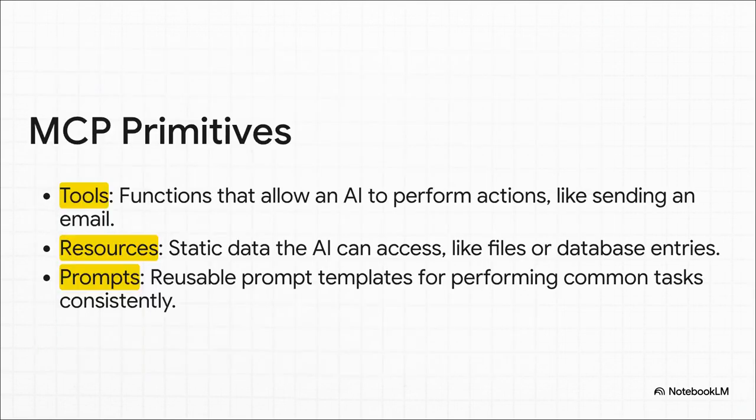So how does it pull this off? Well, it all comes down to three fundamental building blocks, or what they call primitives. First up, you've got tools. These are basically verbs. They let an AI do something, like send an email, run code, or hit an API. Second, you have resources. These are the nouns, the static things the AI can look at, like a specific file, a row in a database, or a saved email template. And finally, you have prompts, which are just reusable templates to get common jobs done quickly and consistently.